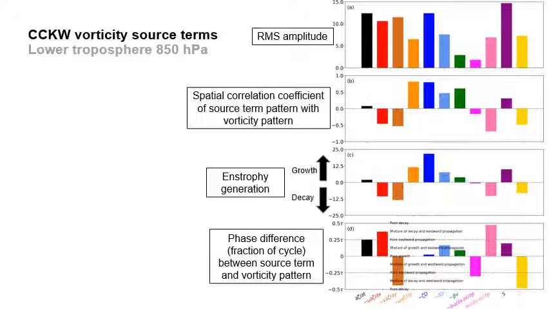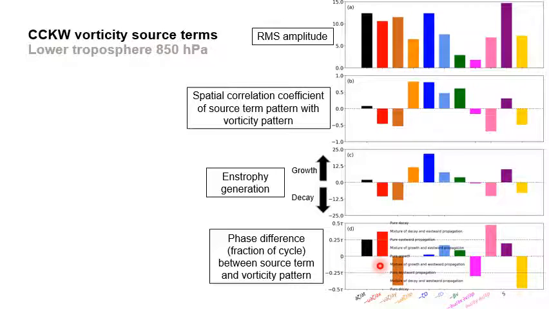We can summarize these in these bar charts. Each bar corresponds to an individual term in the vorticity equation. I've got things like the root mean square amplitude of each of the terms, spatial correlation coefficients, and entropy generation. This tells you which terms contribute to growth, which to decay, and also the phase difference, the fraction of a cycle between the source term and the vorticity pattern.